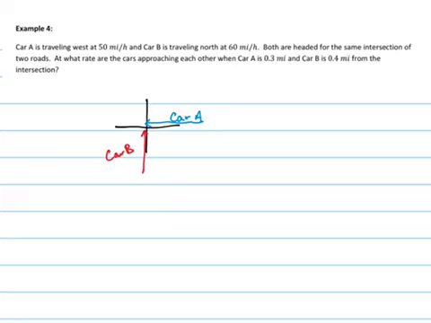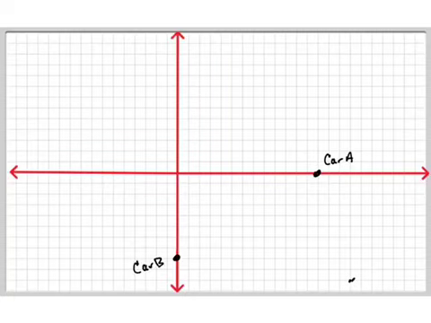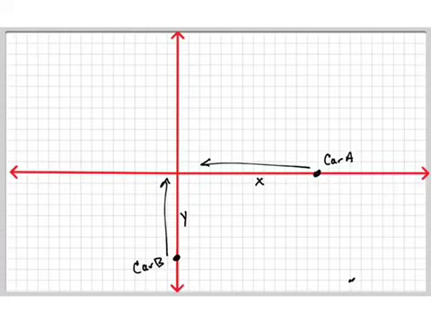Let's look at it on a coordinate axis. Let's suppose car A is somewhere around here. Don't worry about the units at this point because we don't really know. And we've got directions for them as well. Now we've got an x value here, and a y value here. But what we want to know is how far apart the cars are.